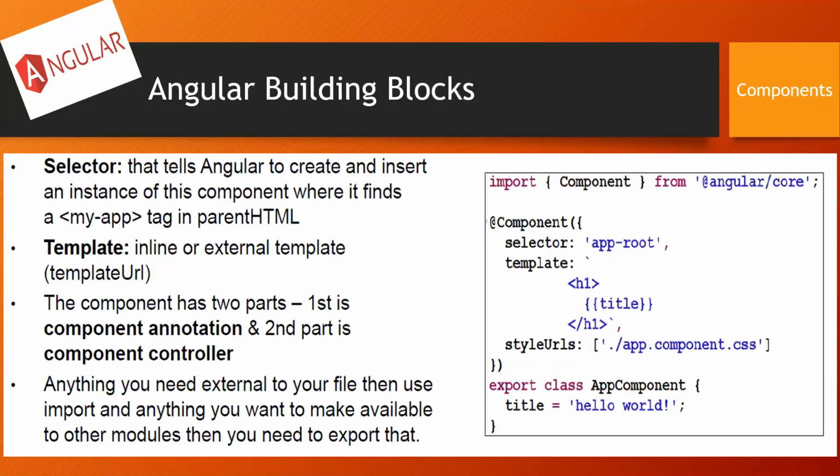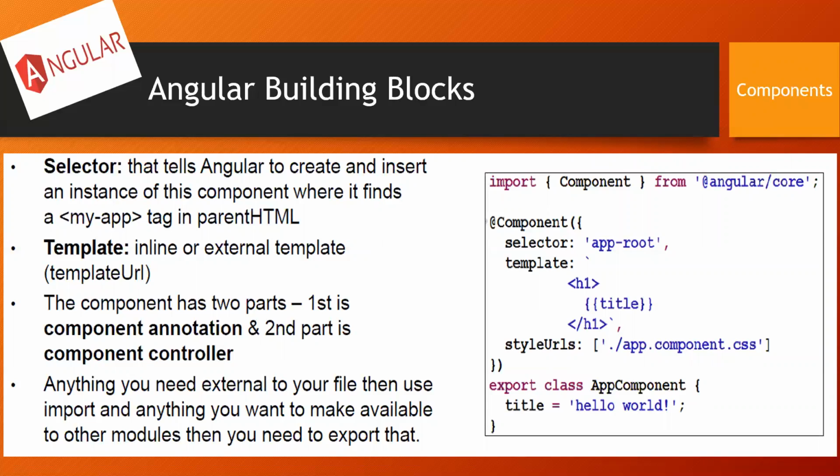You can see in the example we have a selector. Its name is app-root. So wherever we define this app-root inside angle brackets, it will load the component inside that. Then we have template. A template can be inline or external. Here we can see an example of inline, where we have written a heading tag, and inside that we are using the title. It's known as double curly brackets, or interpolation, just getting the value.